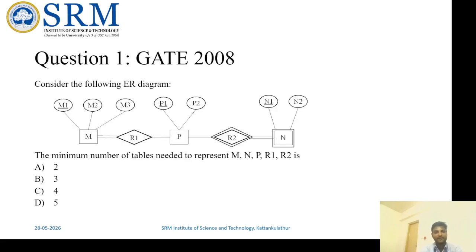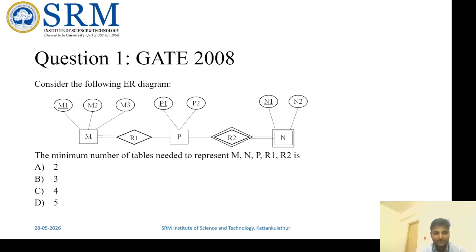It came in GATE 2008. You see the diagram first. In this diagram, there are three entities, M, P, and N, and two relations, one is R1, another one is R2, where the entity M is completely associated with R1, and entity N is completely associated with R2.